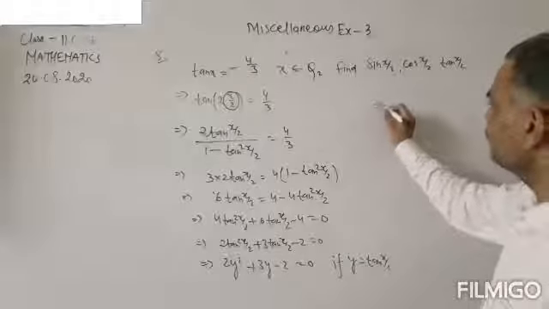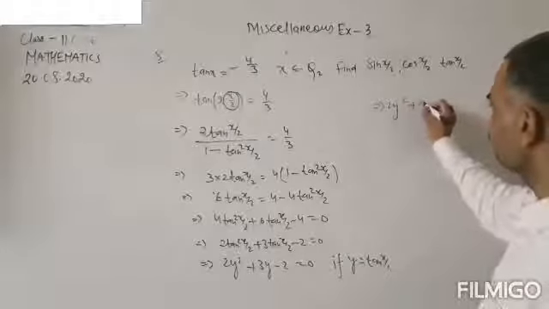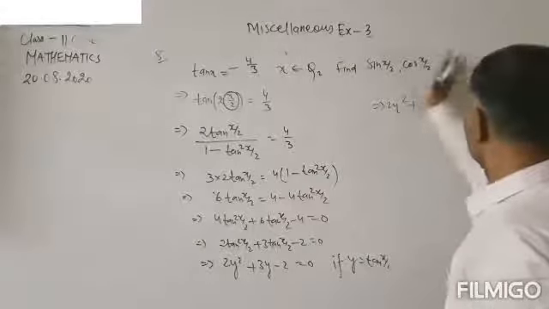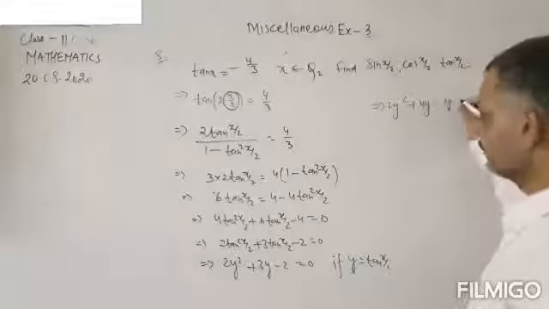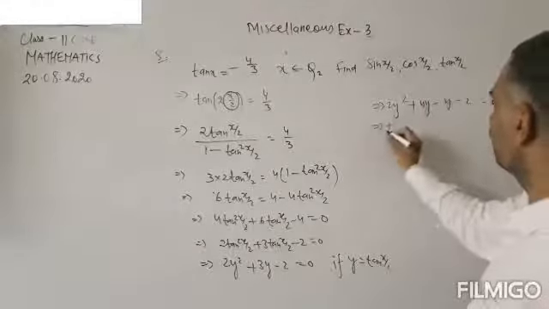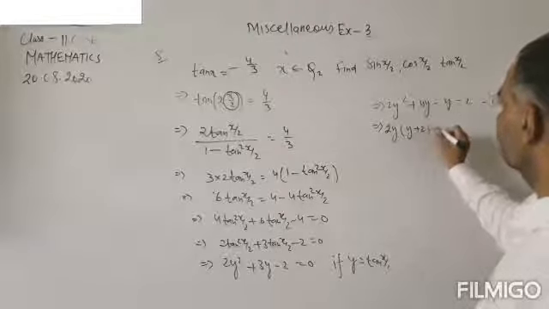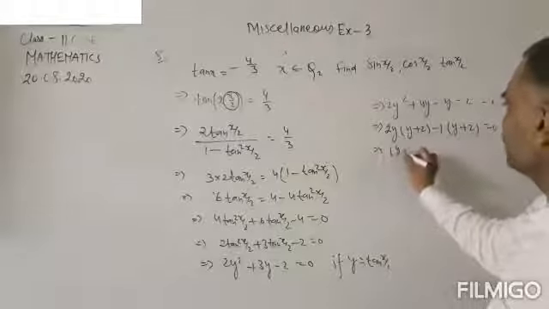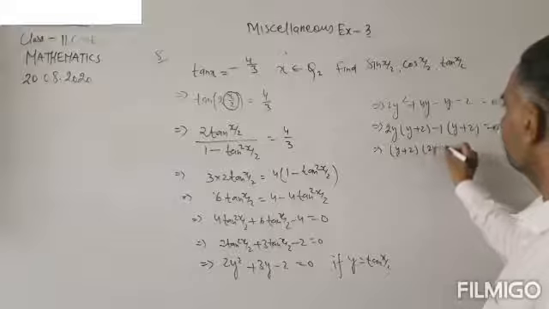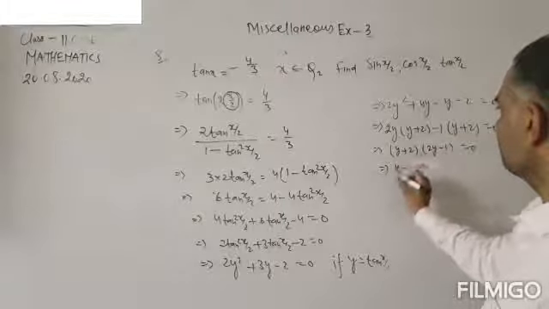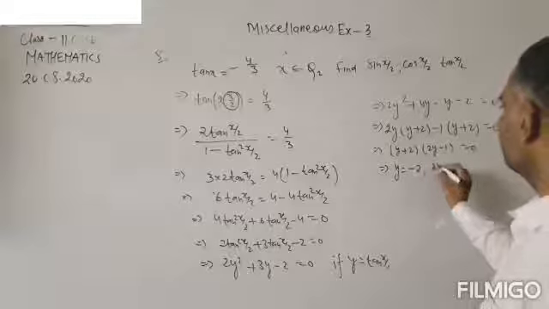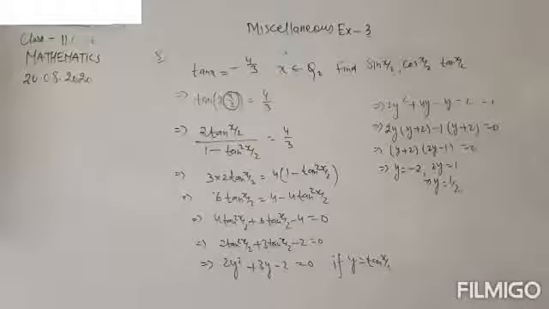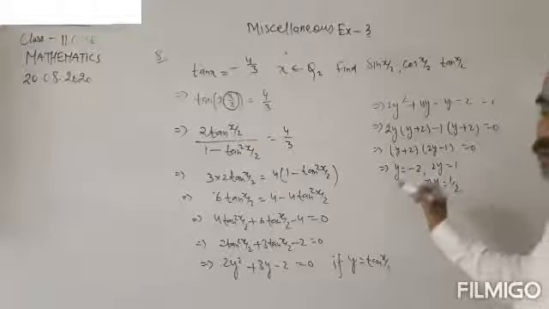And factor of this is 2y square plus 4y minus y minus 2 is equals to 0. Taking 2y as common, y plus 2. Taking minus 1 as common, y plus 2 is equals to 0. Again taking y plus 2 as common, we are having 2y minus 1 equals to 0. This implies that y is equals to minus 2 and 2y is equals to 1, that is y is equals to 1 by 2. So we are having two values of y.